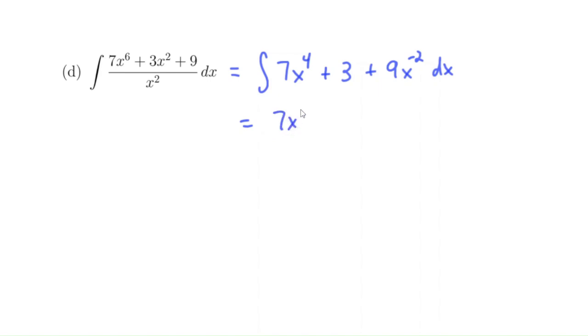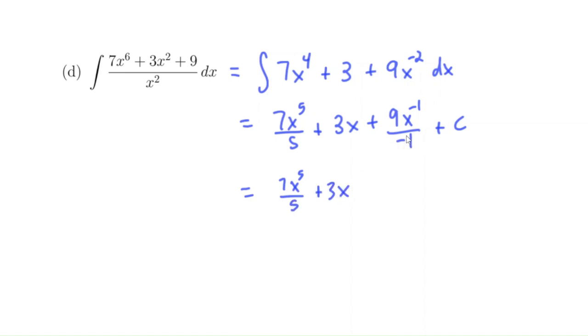So this is 7x to the 5th over 5 when we do the integral plus 3x plus 9x to the minus 1 over minus 1 plus c. And we could leave our answer like that. It's sometimes nice to not end up with negative exponents. So let's rewrite this. This negative 1 can actually come out front, and this becomes a minus. The 9 will stay on the top, and this x to the minus 1 becomes an x to the positive 1 on the bottom. So this just simplifies to be this.